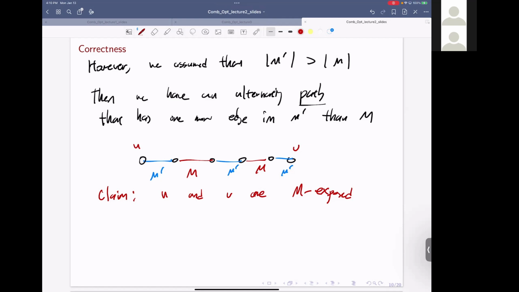Okay. Let me give you 1 minute to argue this. This is pretty obvious, but let me give you 1 minute to think about this. Why are the two vertices U and V exposed?